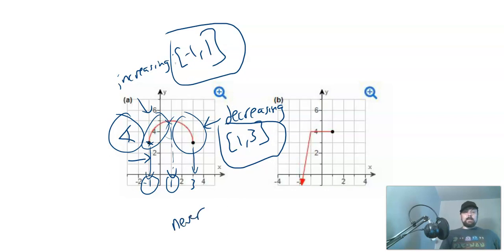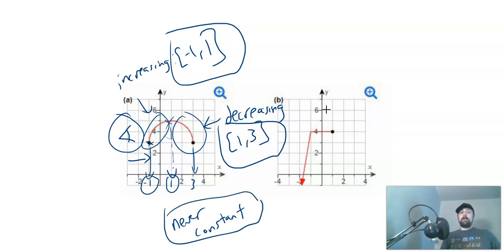And you would say it's never constant, because I think it will ask you that. It'll say, where is it constant? You'll just say, this graph is never constant. All right, so why don't you pause the video for a moment and see if you can identify for this graph, where is it increasing? Where is it decreasing? Where is it constant? Describing it using the x coordinates.